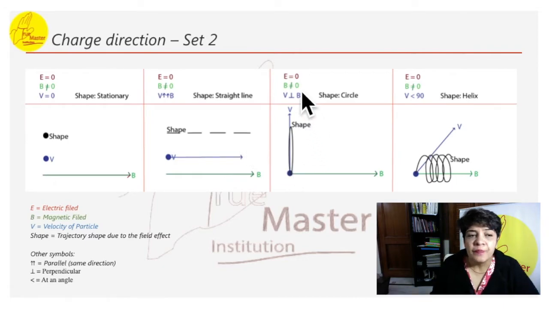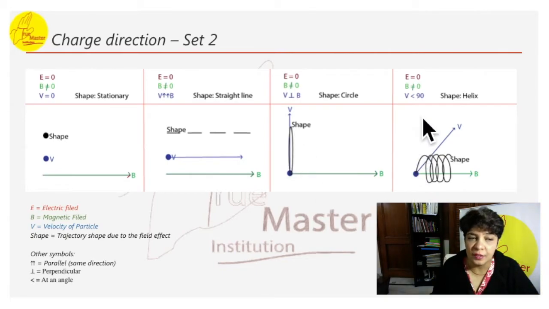Third case, the particle is thrown in a perpendicular direction. Then the final shape of the trajectory due to the magnetic field present will be a circle like this. So what it's saying is, this is the magnetic field, there is no electric field, and this is where the particle is thrown at a 90 degree angle. Because of the magnetic field, it will rotate and make the shape of a circle.